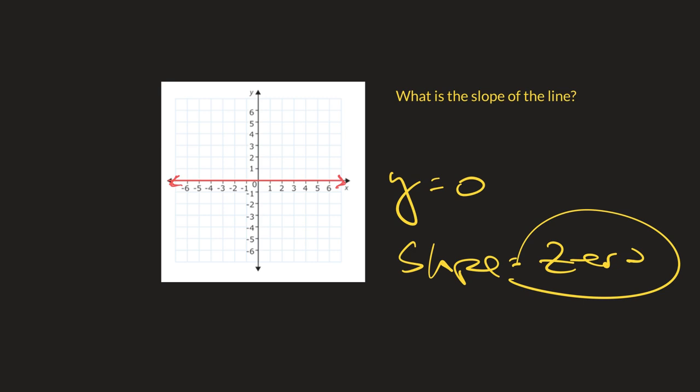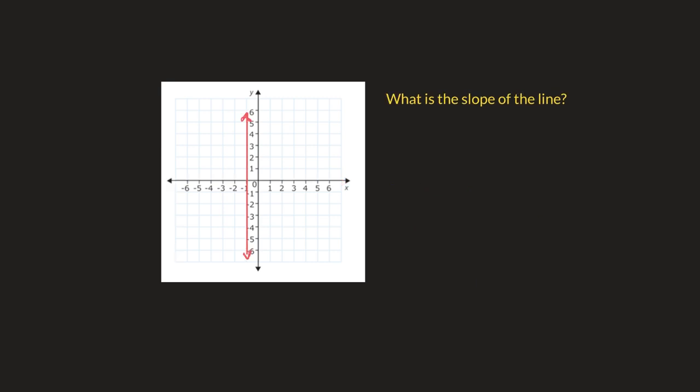Horizontal line, that's a y equals equation. Y equals a number. And the slope of a horizontal line is 0 because a horizontal line has 0 steepness to it. Okay? Horizontal line, y equals whatever number it goes through, slope is 0. Okay, let's go to the last one here.